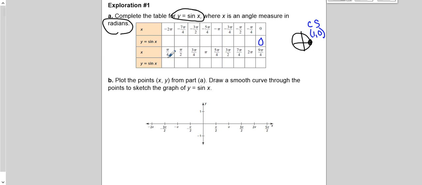Okay, now look at pi over 4. Pi over 4 on your unit circle. What is the y coordinate of that point that lines up with pi over 4? Rad 2 over 2. All right, so that was pi over 4. Now we want to go here to pi over 2. So pi over 2 is up here. What is the y coordinate there? It's 1.